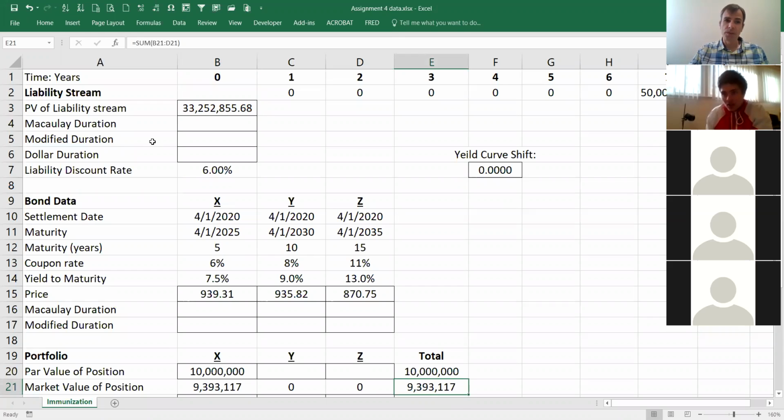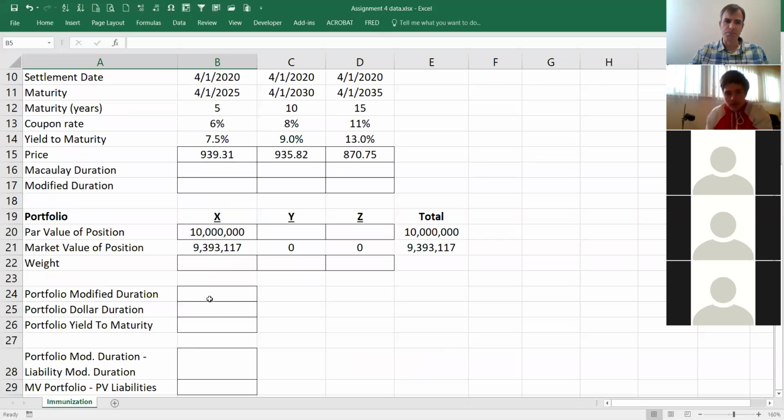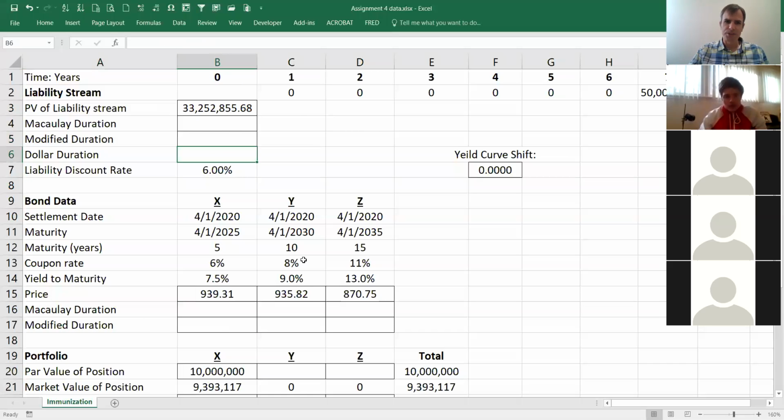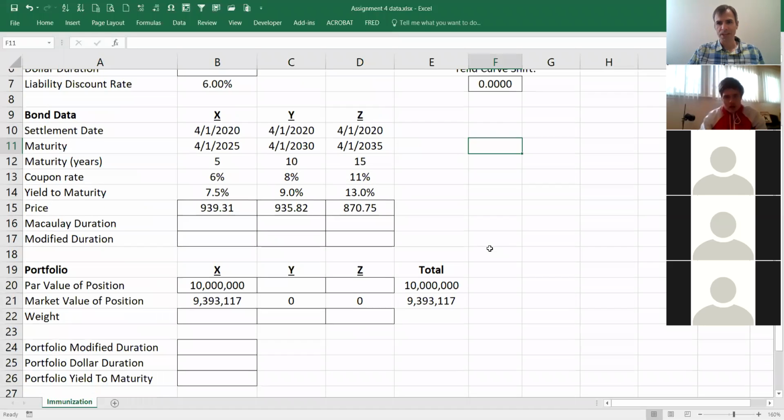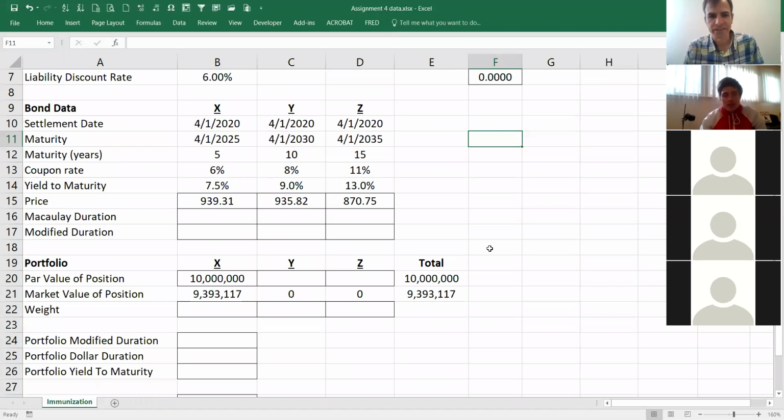Yep. And then we also need the modified duration of the liability stream to be equal to the modified duration of the bond portfolio as well. So as long as those two conditions hold, the modified durations are equal and the market values are equal, then it's immunized. And so there are multiple combinations of par value that will give that. And you said the modified duration for both the portfolio and the liability stream needs to be equal? Yes.